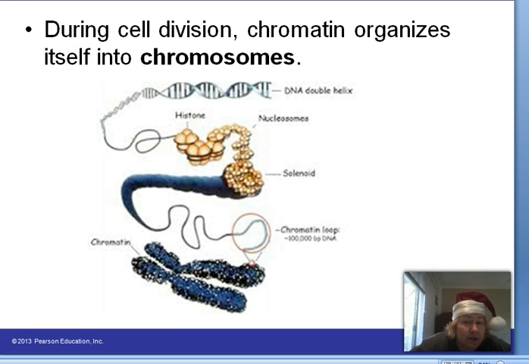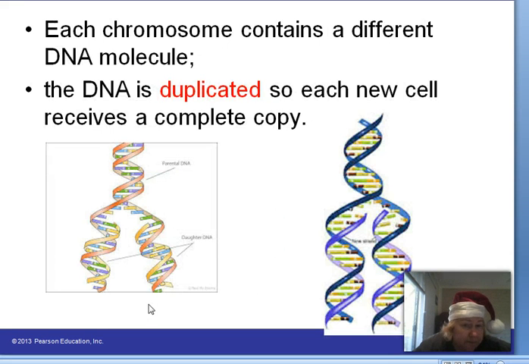Okay. During cell division, chromatin organizes itself into chromosomes. These should look familiar. We can karyotype you, which is look at all of your chromosomes when they are ready to duplicate. They are called chromosomes. Each chromosome contains a different DNA molecule. The DNA is duplicated so that each new cell receives a complete copy. What does that mean? Here's your old DNA. It splits, and then this yellow one is the new copy. Do you see the yellow one? This yellow one over here is the new copy, and it stays together, so you'll get a complete DNA with one old and one new, and another copy here with one old and one new.